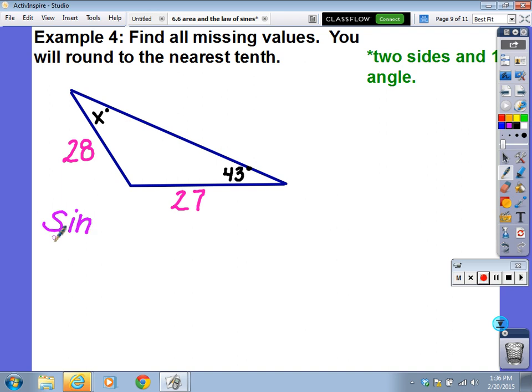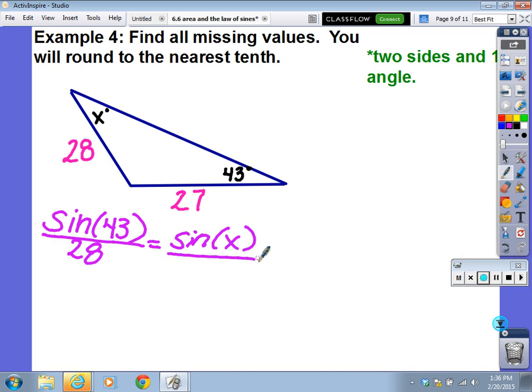The sine of 43 divided by 28 is equal to sine of x over 27. Does everybody see how we set that up? Cross multiplying, we're multiplying both sides by 27. I'm going to leave the 28 over here because what we're going to do anyways is divide both sides by 28.